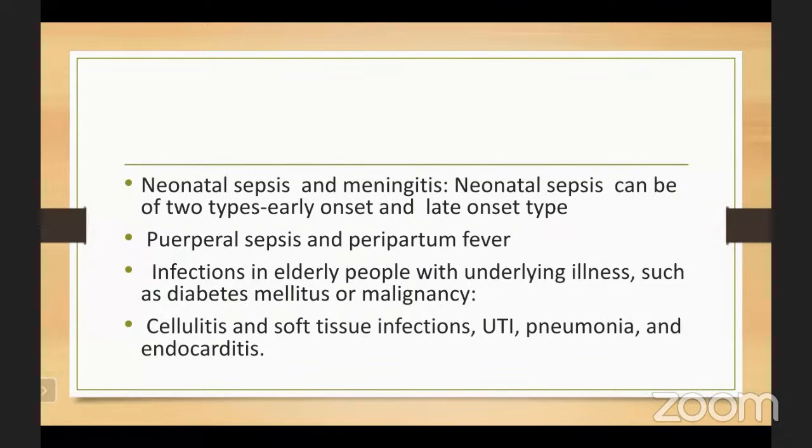Next one is infection in elderly people with underlying illness such as diabetes mellitus or malignancy. Cellulitis and soft tissue infection, urinary tract infection, pneumonia and endocarditis will be seen. Next one is the lab diagnosis. It can be differentiated from various Streptococcus by the following biochemical tests. CAMP test is positive.